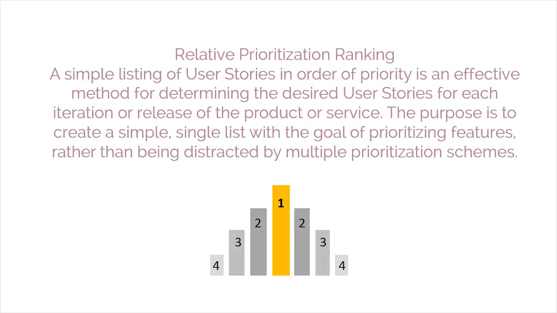The third method to plan for delivering value is relative prioritization ranking. This method entails a simple listing of user stories in order of priority. This is an effective method for determining the desired user stories for each iteration or release of the product or service. The purpose is to create a simple, single list with the goal of prioritizing features rather than being distracted by multiple prioritization schemes.